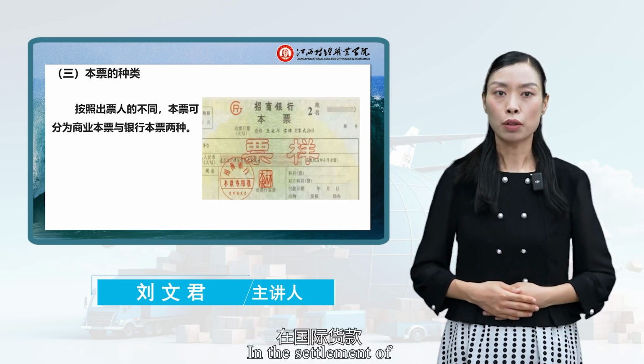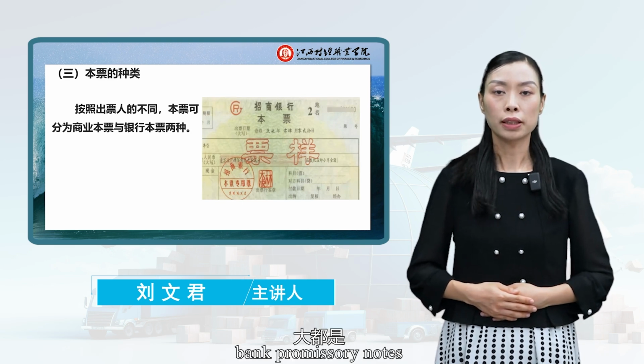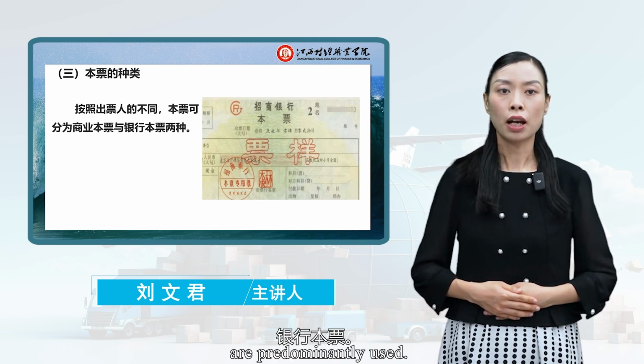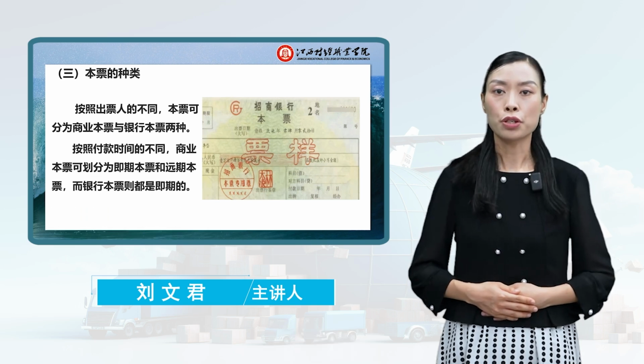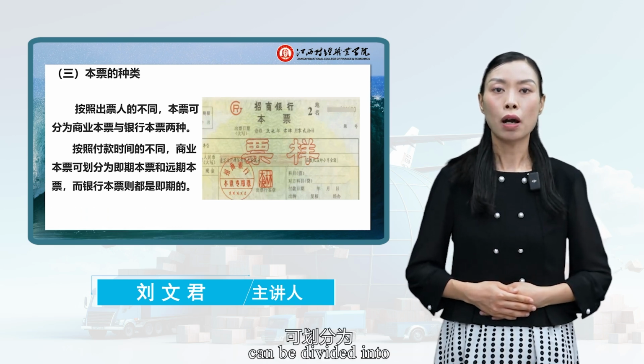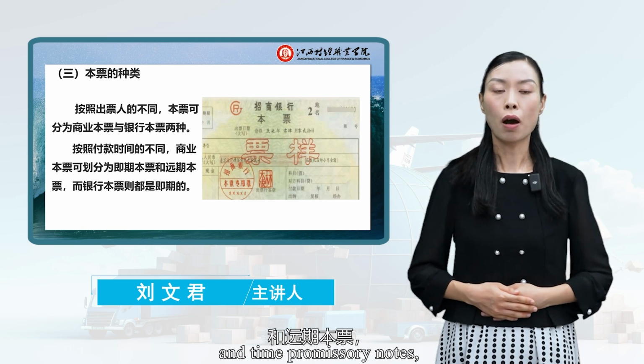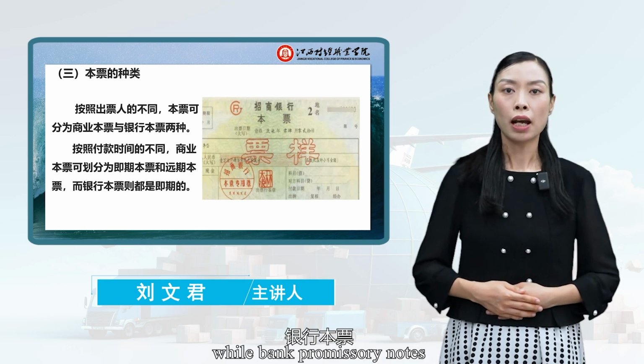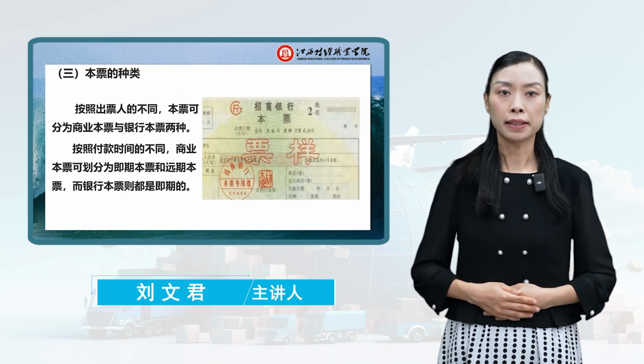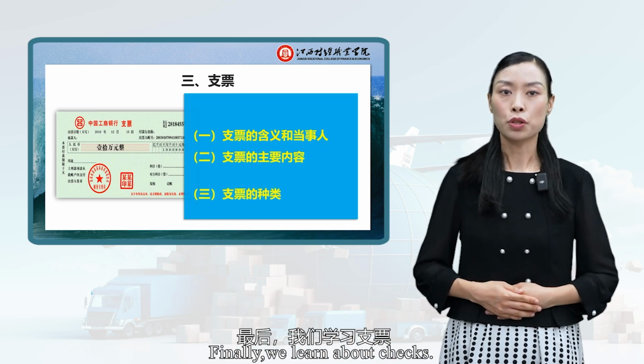In the settlement of international trade payments, bank promissory notes are predominantly used. Depending on the time of payment, commercial promissory notes can be divided into sight promissory notes and time promissory notes, while bank promissory notes are all payable at sight. Finally, we'll learn about checks.